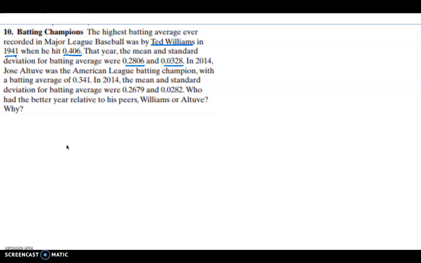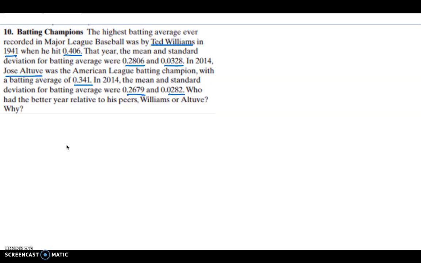In 2014, Jose Altuve was the American League batting champion with an average of 0.341. And in 2014, the mean and standard deviation were 0.2679 and 0.0282. So who was the better batter compared to their peers, Williams or Altuve?